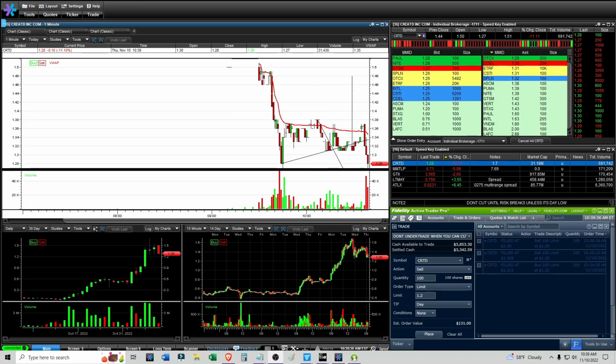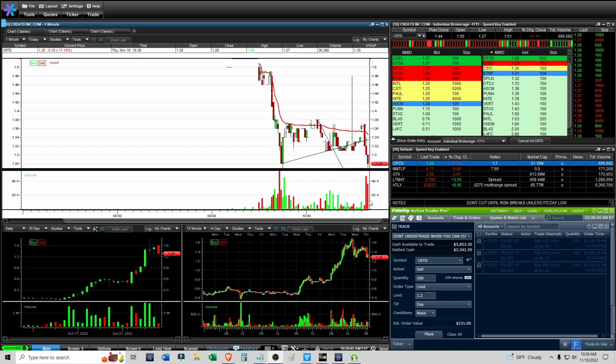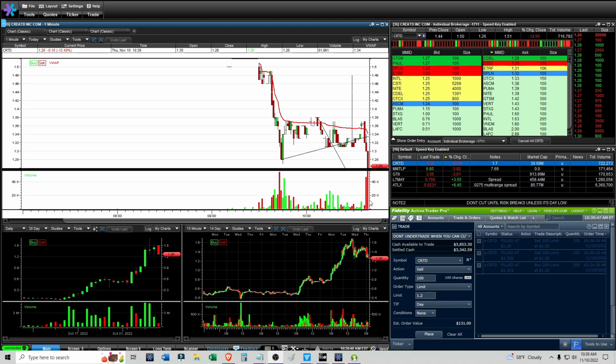All right, it is 10:39. CRTD just got really ugly. Really ugly. Look at this volume and price action. I did take a trade and I want to see what it can do over a longer period of time.